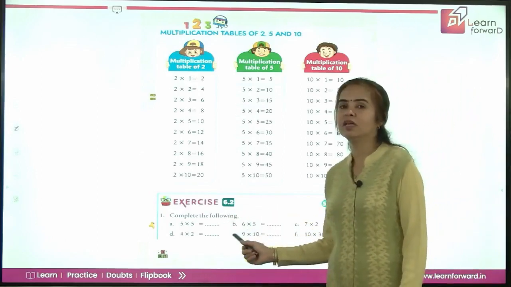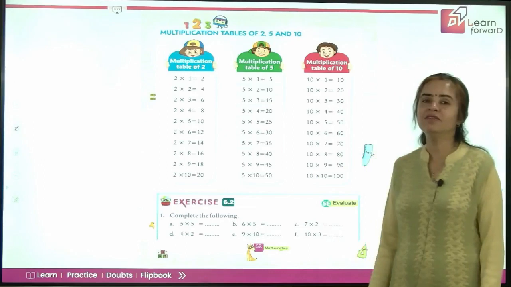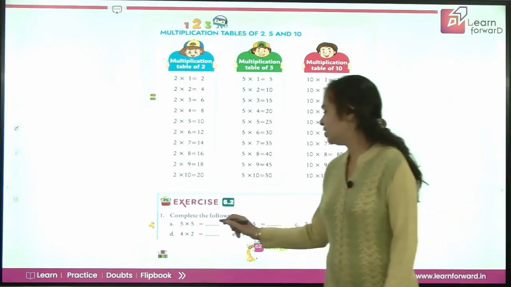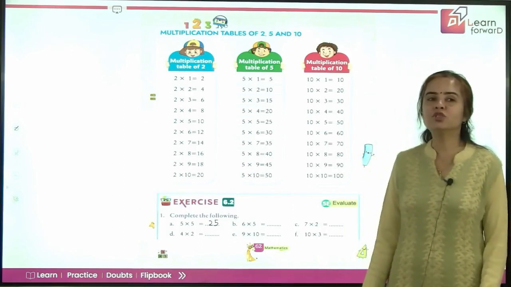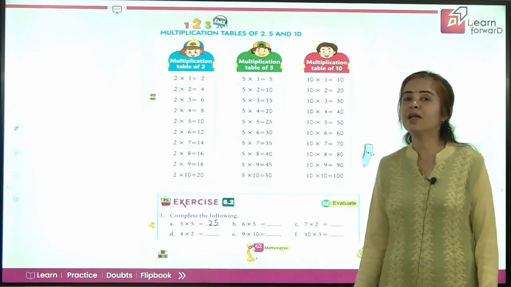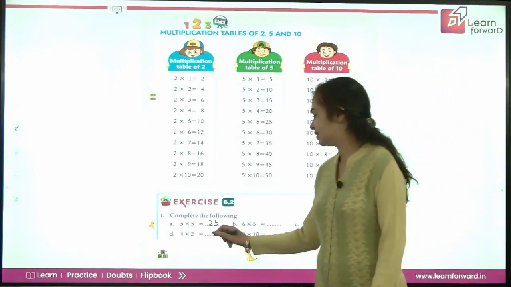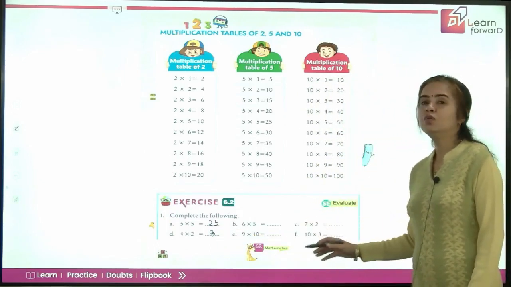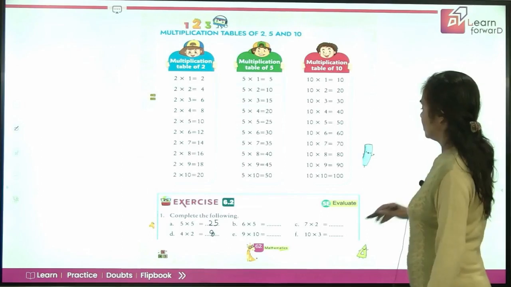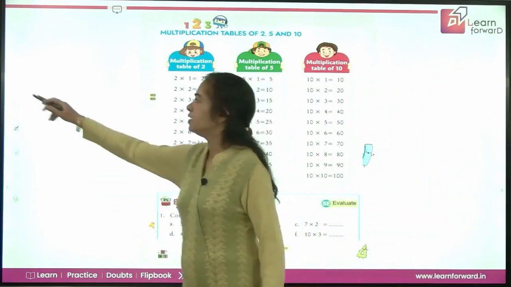Complete the following. So how much is 5 times 5? That is 25. Okay, how much is 4 times 2? 4 times 2 is 8. And by learning other tables also, you will be doing these multiplication facts. You will be completing them.